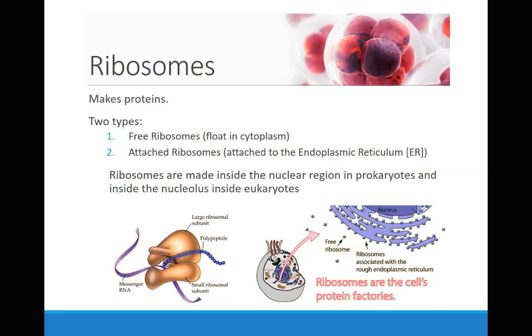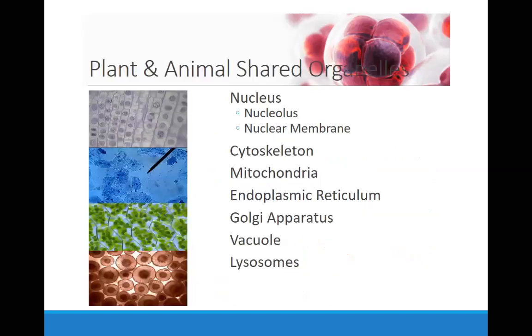So that covers the three primary organelles that are found in all organisms. If it's alive and it has cells, all cells have these three organelles. Now we're going to move on to those organelles that are shared between plants and animals, and then we'll finish up with those that are found only in plants.